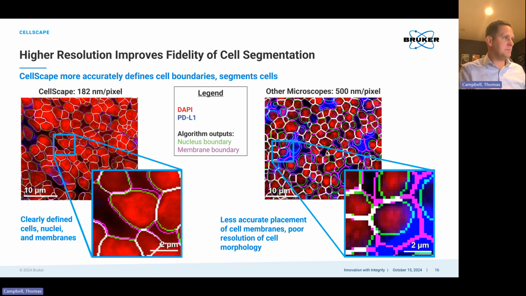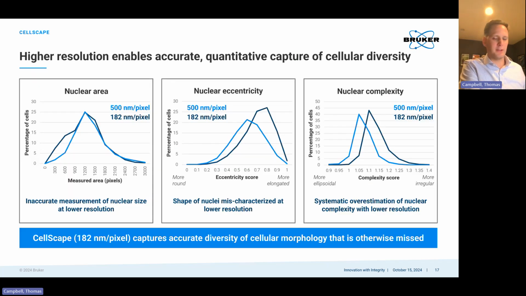So in this example here, we've applied the exact same cell segmentation algorithm to two images that only differ in terms of their resolution. So on the left, there's a high resolution 182 nanometer per pixel image, and on the right is a more conventional 500 nanometer per pixel image. And you can just sort of see qualitatively that the cell segmentation algorithm performs better when you have a higher resolution image. But we can also begin to quantify the performance of the cell segmentation algorithm by looking at a number of different metrics, like, for example, nuclear area.